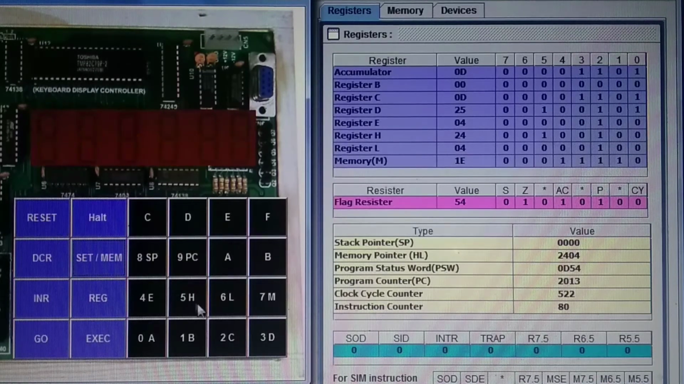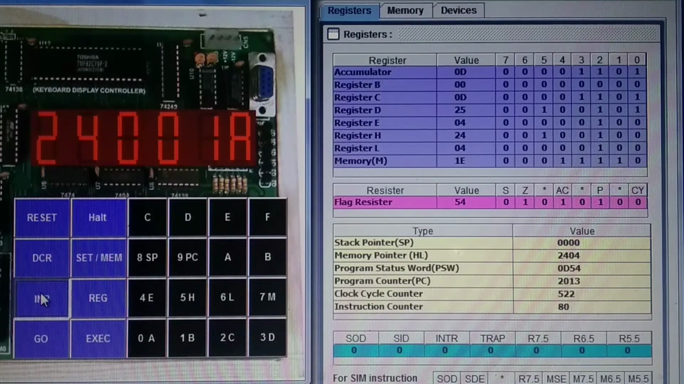Reset, examine memory 2400: 1A, 1B, 1C and 1D. Okay, because the counter is taken as 4. Reset, examine memory 2500, increment: 0A, 0B, 0C and 0D. Once you execute, the numbers get exchanged. Again you execute, again the numbers get exchanged, and you will get the original numbers in the original memory blocks.